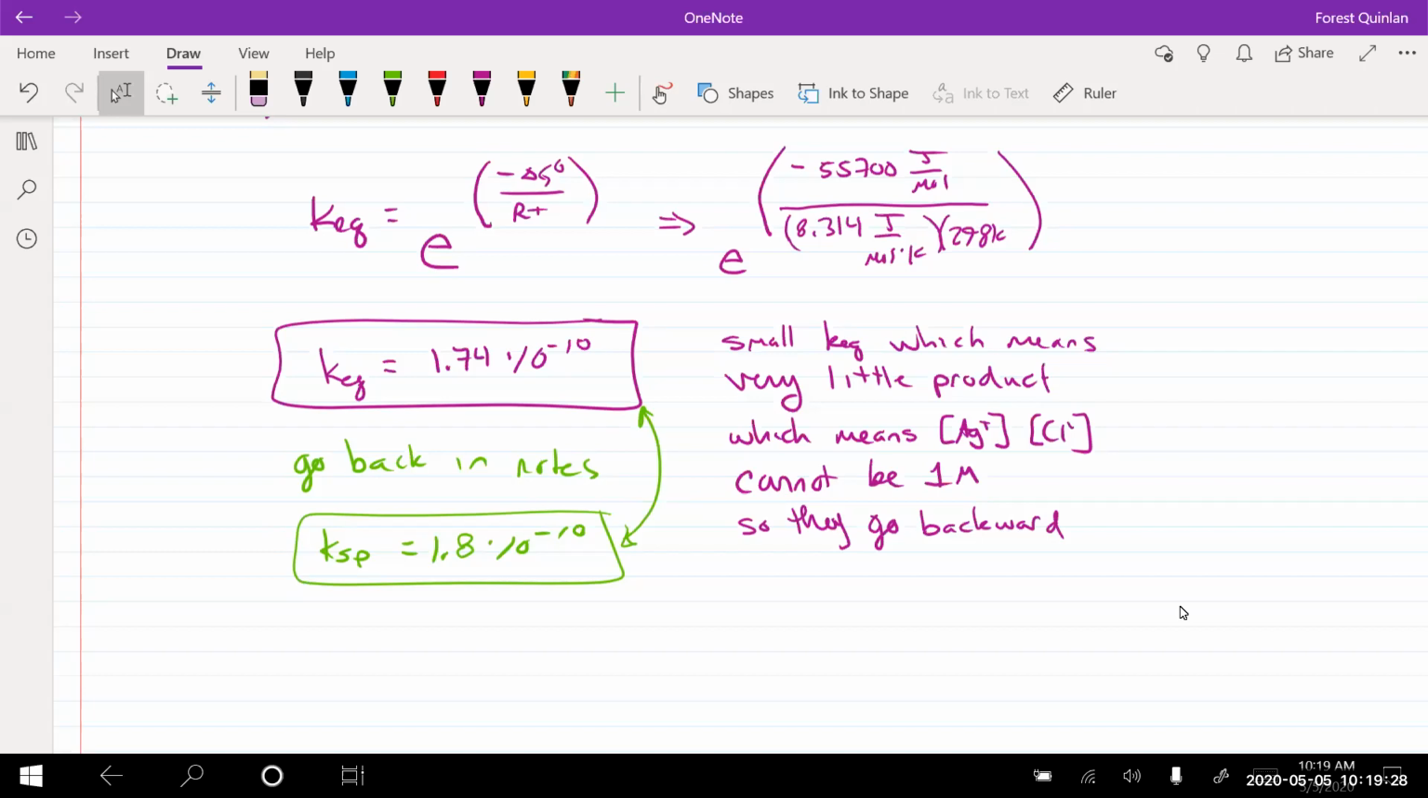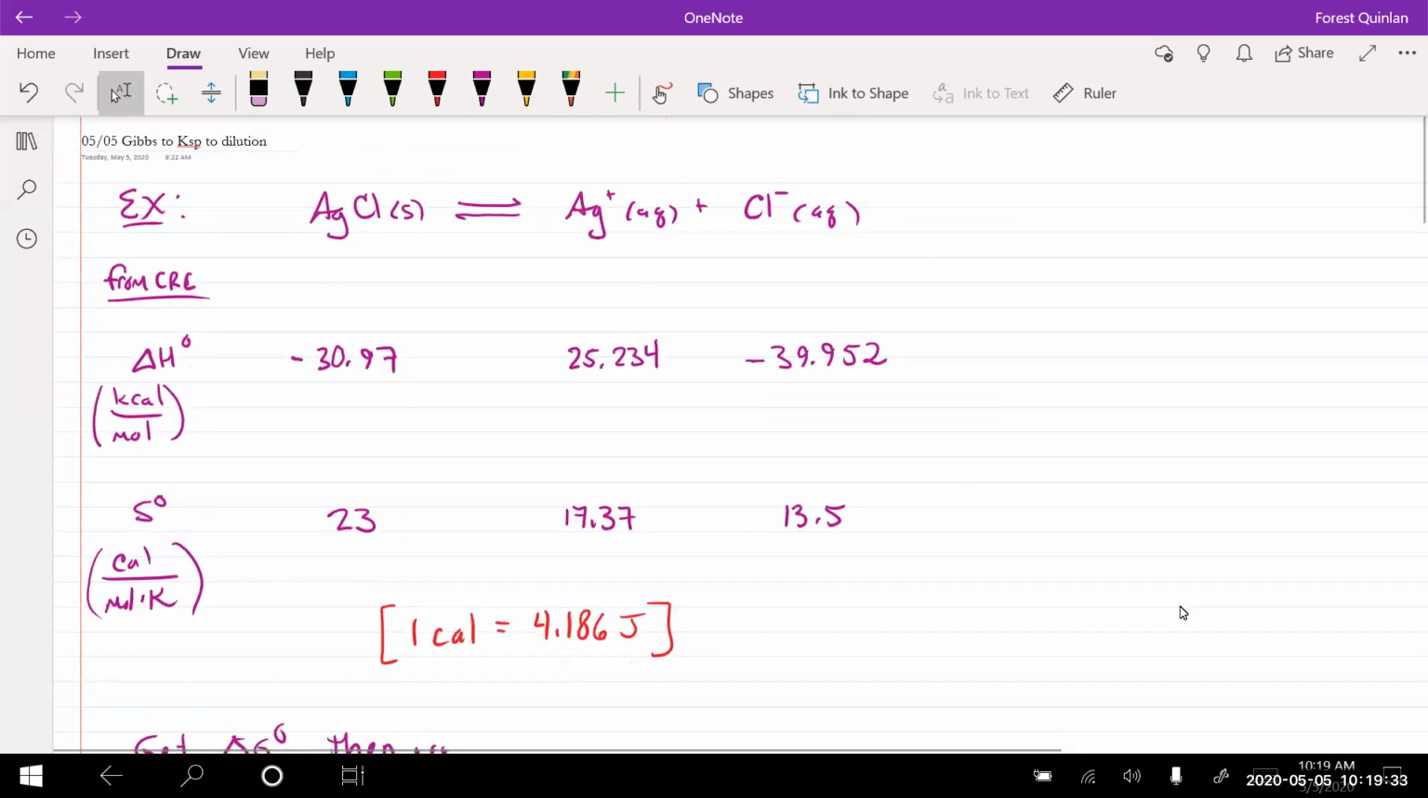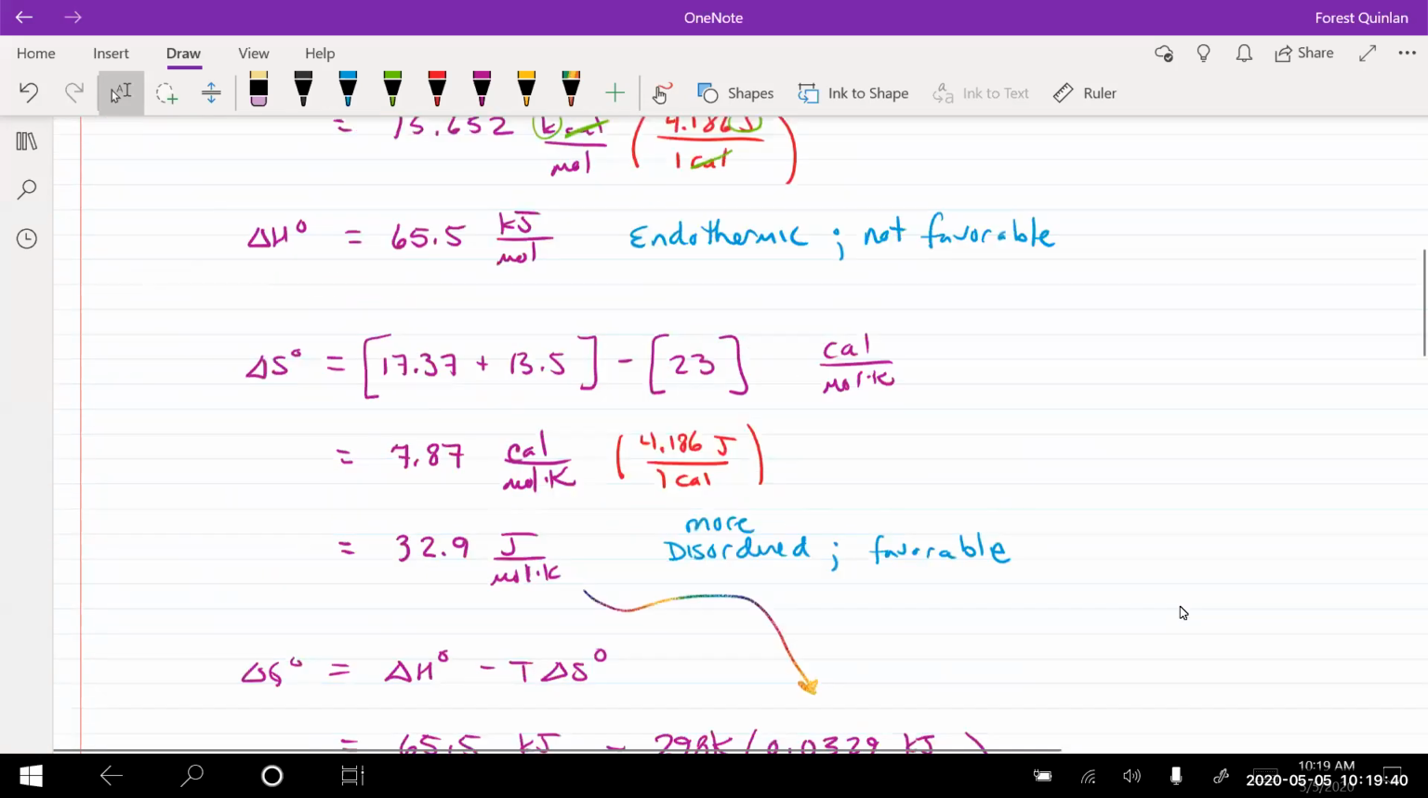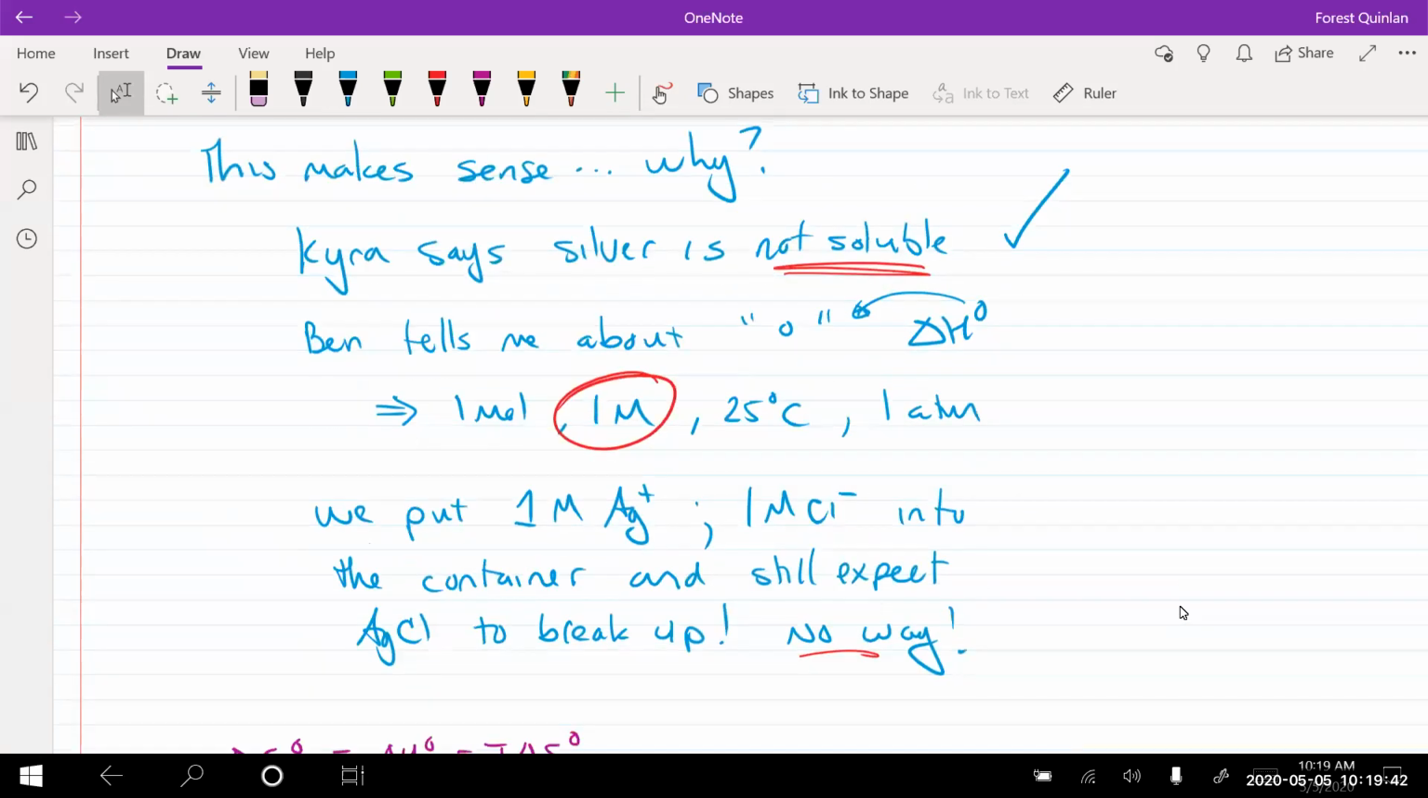If you want that reaction to actually go the direction you want it to go, if you want silver chloride to break up, however little it will, then you've got to make sure that you are nowhere near these 1 molar conditions. You're going to have to be with like no ions in solution. You still won't get very many, but at least you'll get some of the silver chloride to break apart. You know, like 1/10,000th will break apart. But then you wouldn't be talking about a delta G naught. You'd be talking about a delta G.